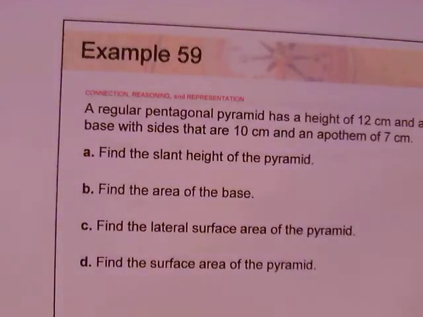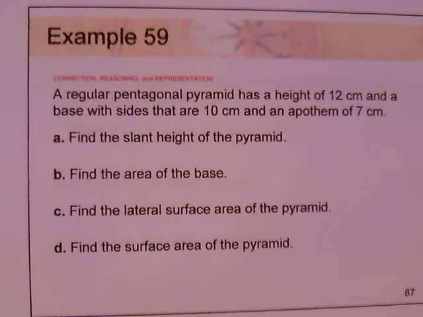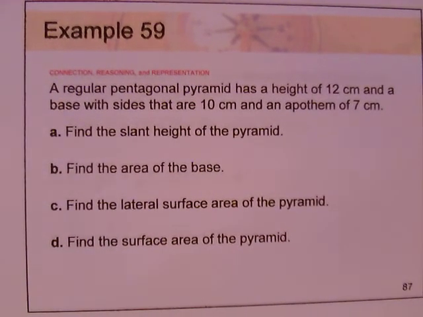Let's look at some examples here. Example 59. A regular pentagonal pyramid has a height of 12 centimeters and a base with sides that are 10 centimeters and an apothem of 7 centimeters. Here I want to find the slant height of the pyramid, the area of the base, the lateral surface area of the pyramid, and the surface area of that pyramid.